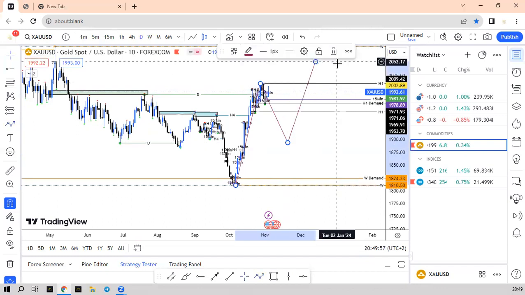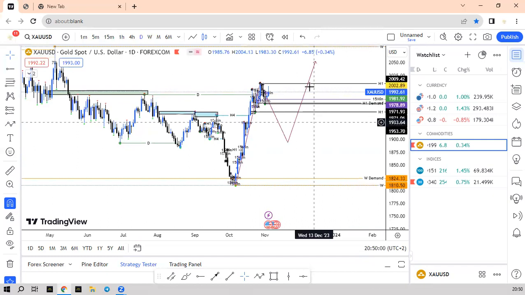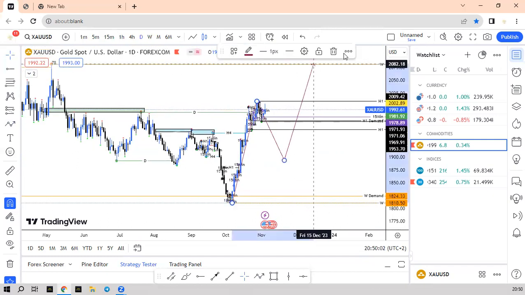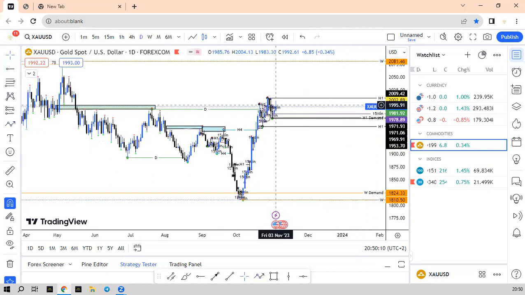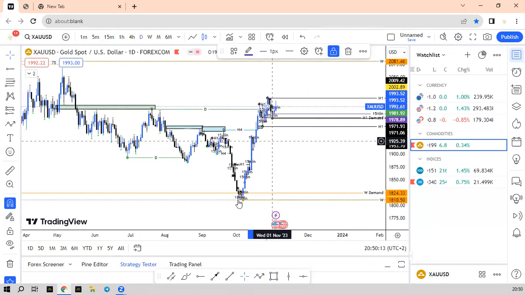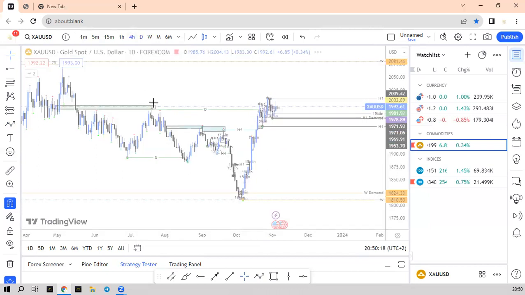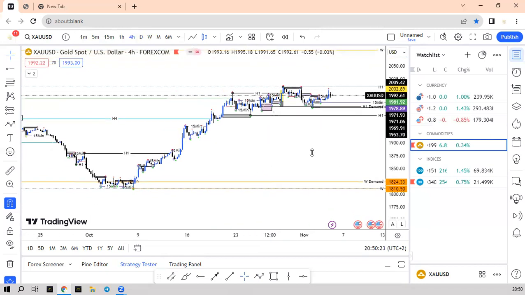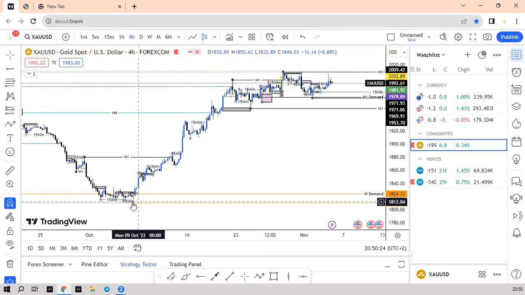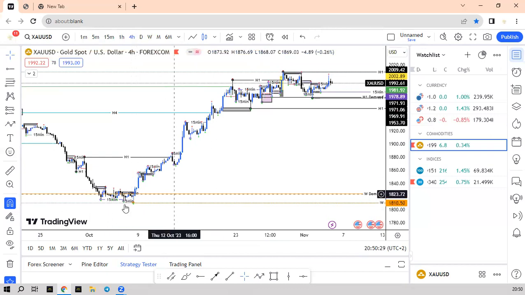So if we are buying from here, since we are coming from weekly demand, we can actually target the weekly external liquidity. So now we have a range from this low. We have not created a high. So let's jump into H4. On H4, we are still in a range. We have not created a high. So this is the range low. H4, daily, and weekly are sharing the same low.